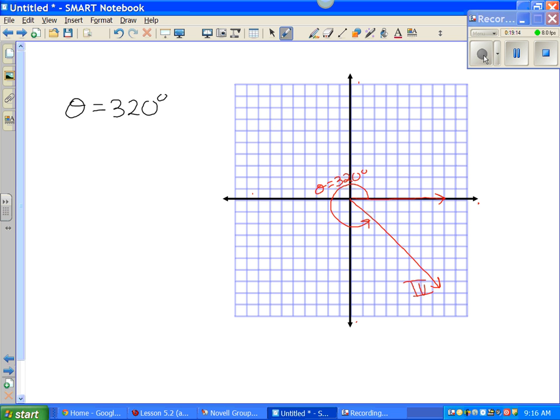Theta just means it's like x. It's the angle. It's a variable. That's all it is. Okay? All right. So let's try another one.